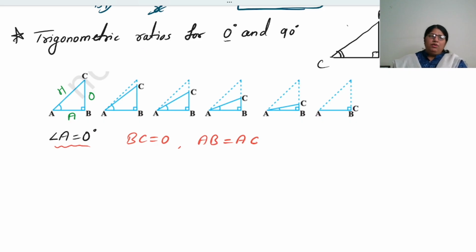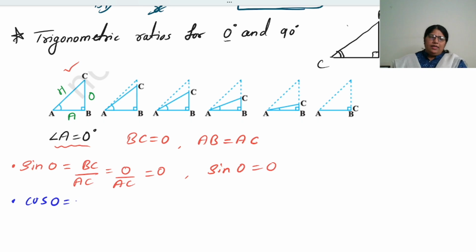Now let us take the initial triangle, write down what is going to be here, your sine 0. Sine 0 is going to be opposite by hypotenuse. Now BC length you already have 0 by AC. 0 divided by anything is 0. So sine 0 is 0. Similarly, if I consider here cos 0, what will happen to cos 0? It is adjacent, which is AB by AC. AB length has become equal to AC, so I can substitute AC in place of AB, and this is nothing but 1. So cos 0 is 1.